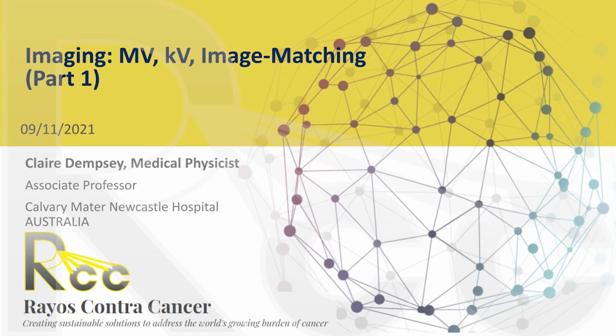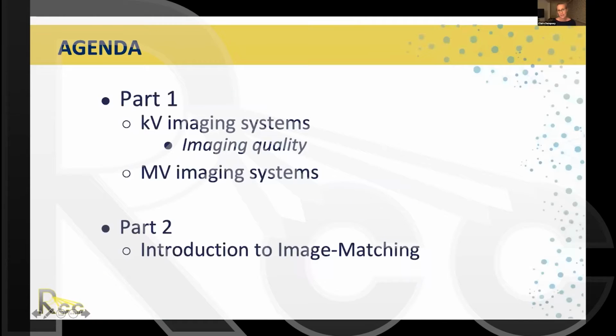Okay, so the first part of this presentation today is just looking at the KV imaging systems and the MV imaging systems that are on the Linacs themselves. So separate to the CT stuff, which I think Peter covered with you 2 weeks ago in your presentation. So we're just looking at the imaging systems that are attached to the linear accelerators. And then Jill will talk about how we use those systems to do image matching in treatments.